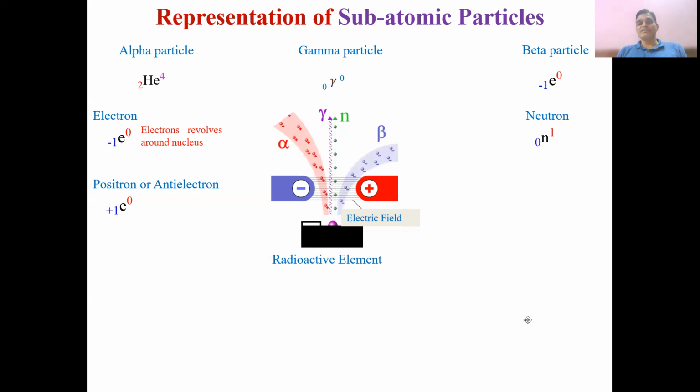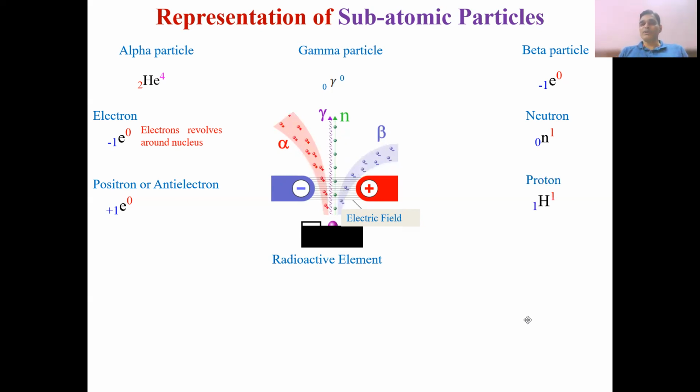Neutron representation is written by small n, and 1 is written as superscript and the 0 is written as subscript. So that is the representation of neutron. These representations must be learned because there are some special questions based on nuclear reactions that are generally asked in your competitive exams.